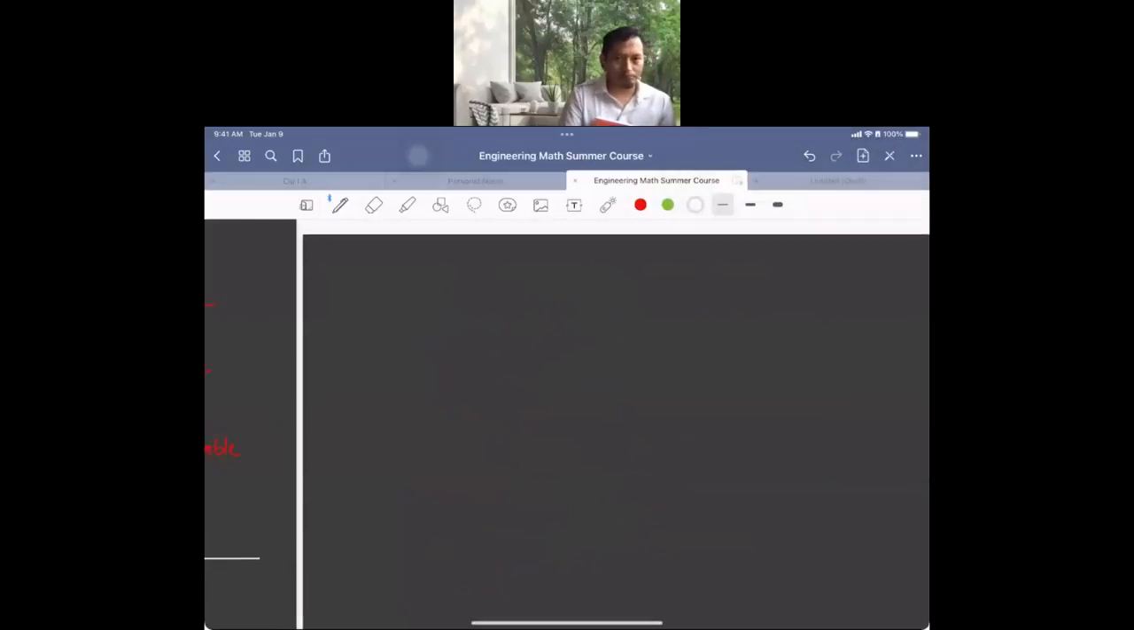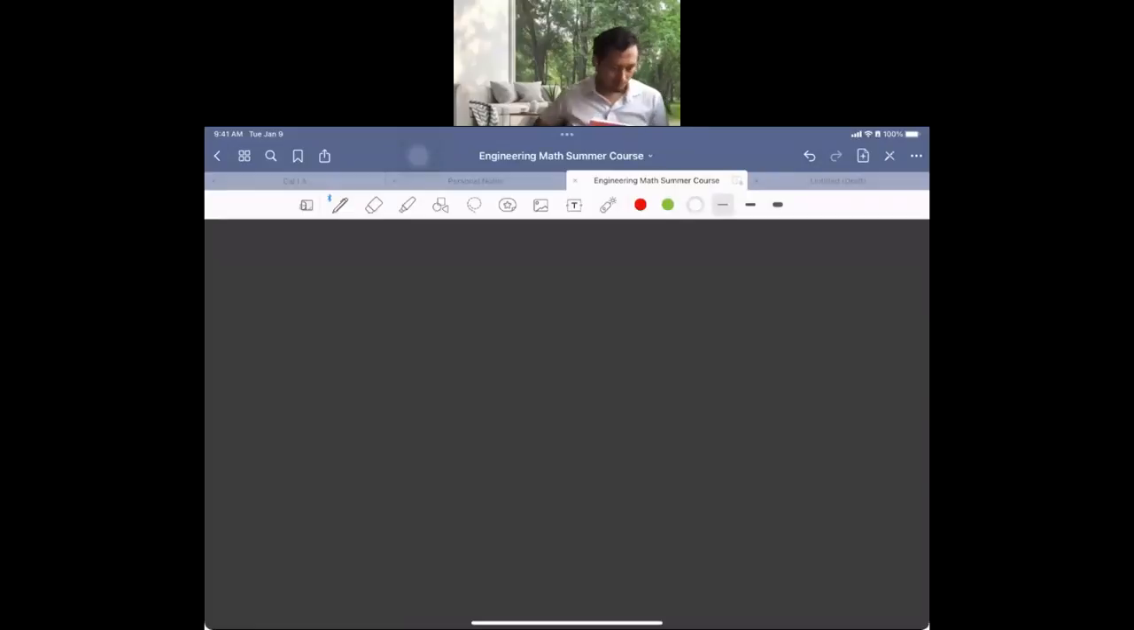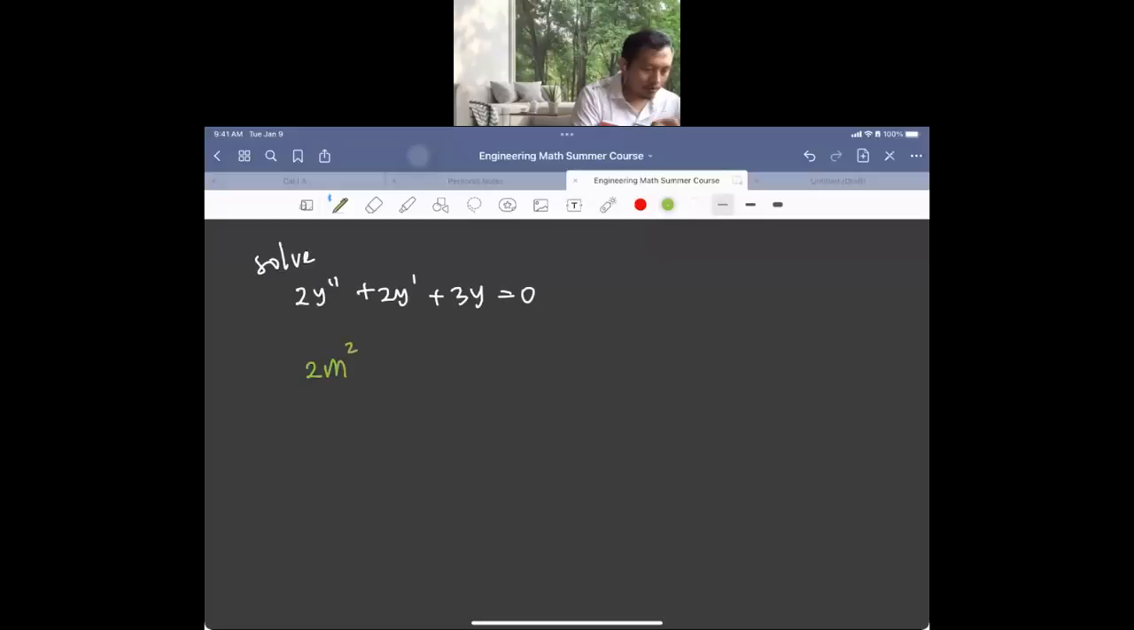Let me continue. Next is 2y double prime plus 2y prime plus 3y equals 0. Again, this can be done by taking the auxiliary equation.